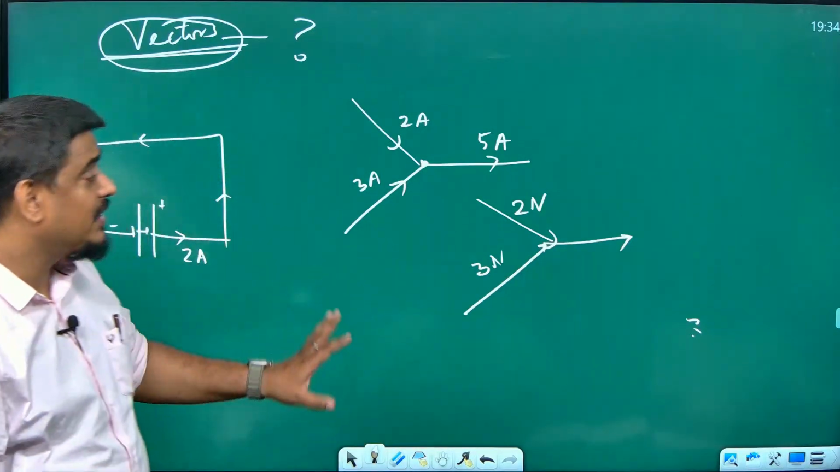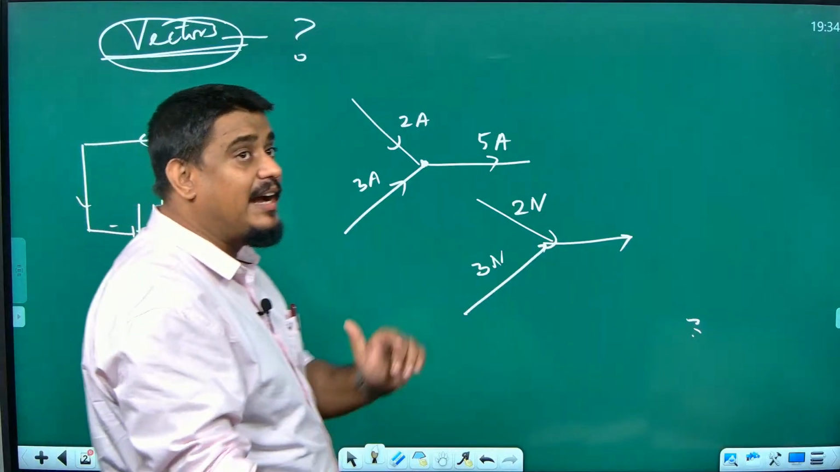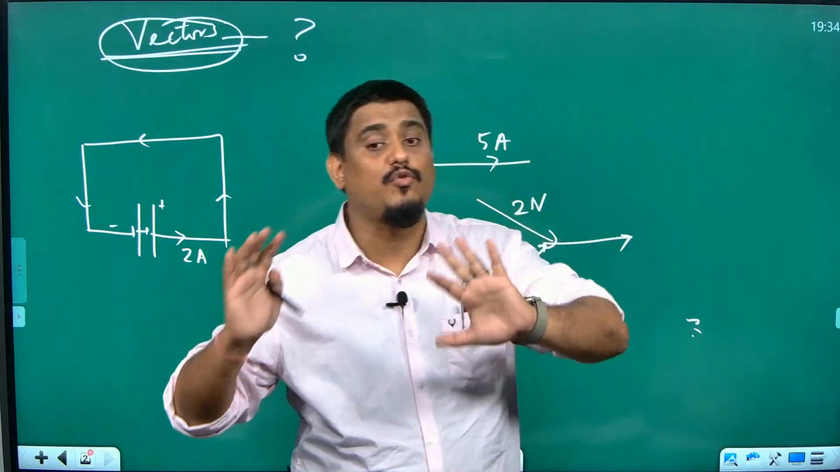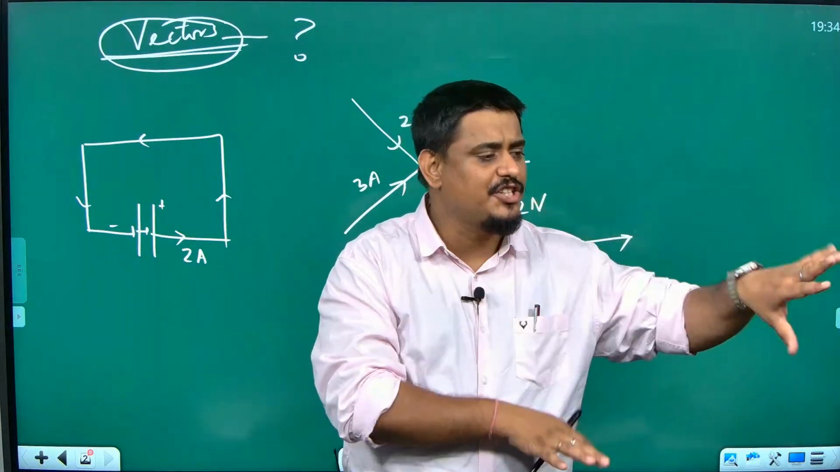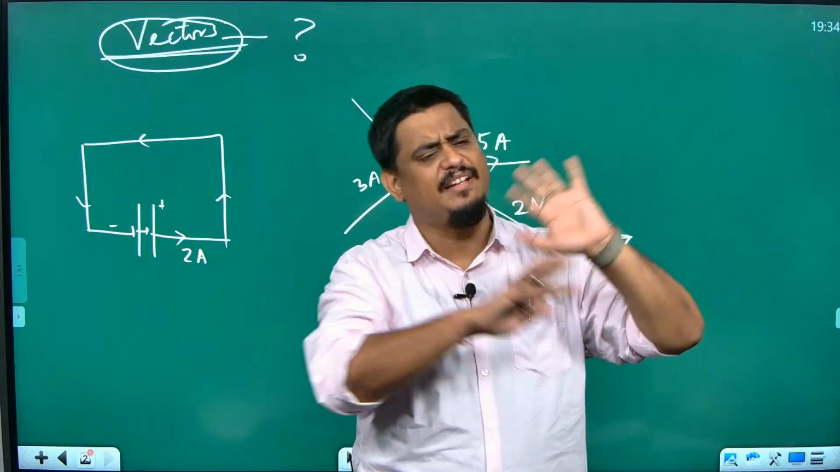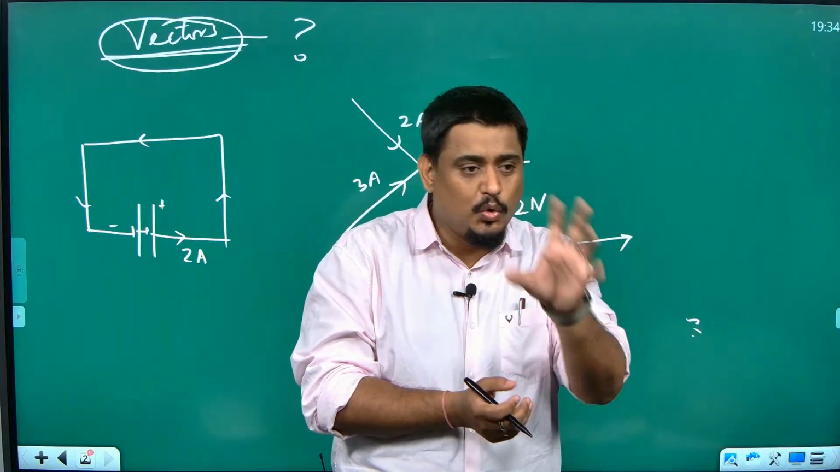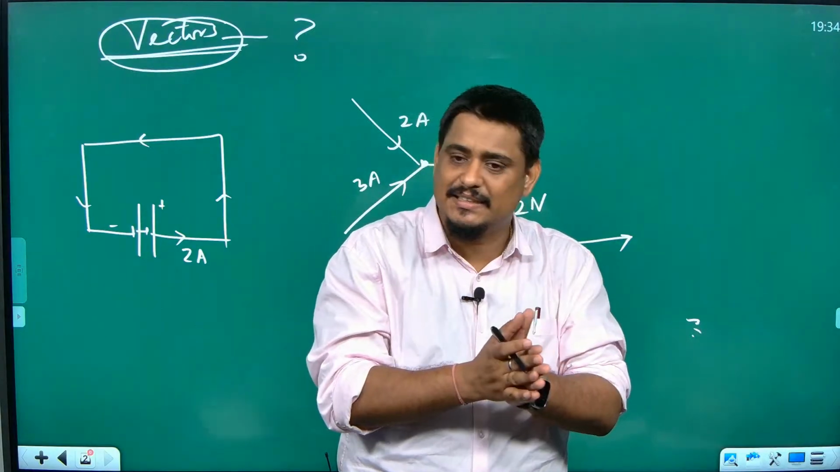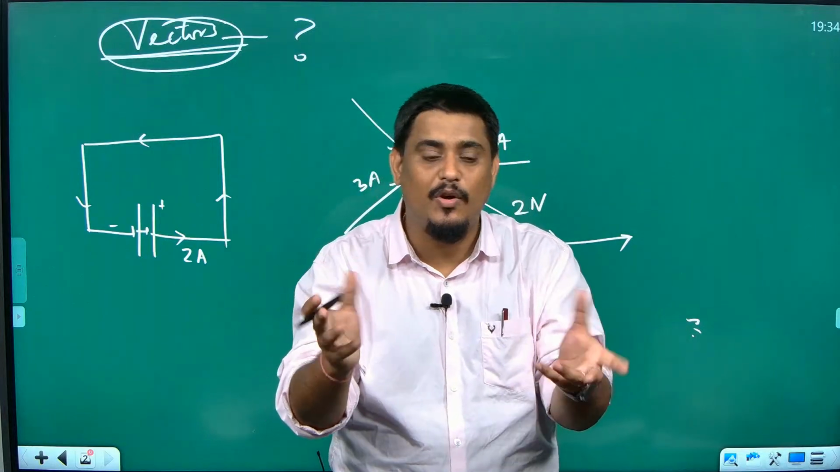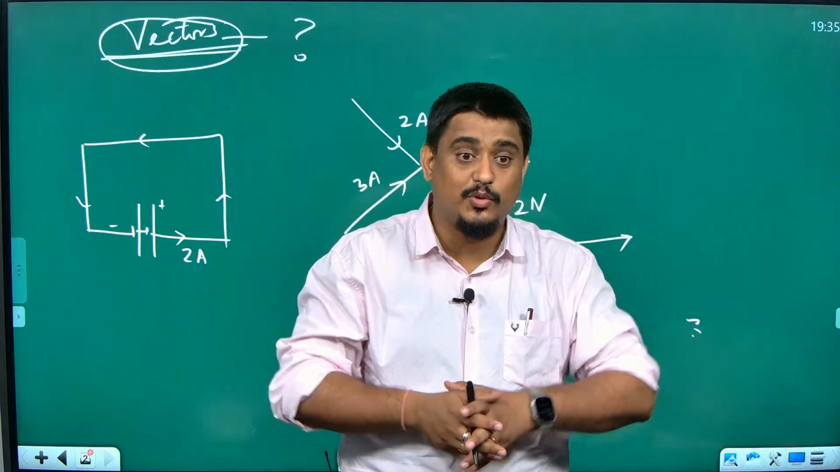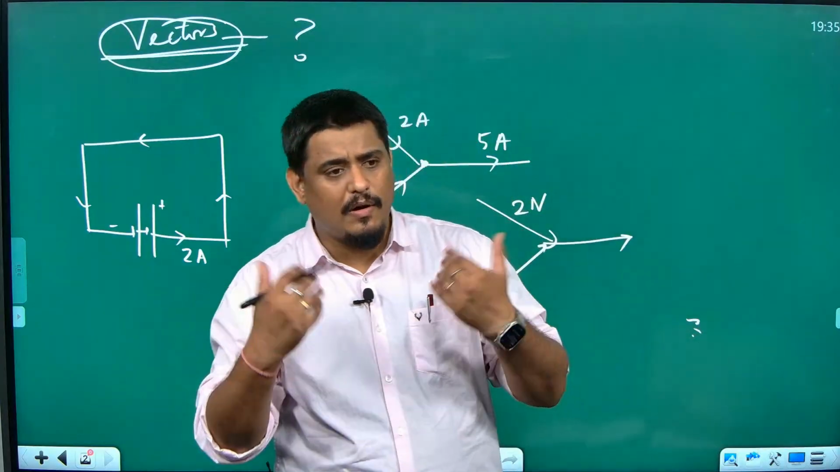So vector quantities are those quantities which have magnitude, which have direction, and they follow vector laws of operations. When I say operations, it includes addition, subtraction, multiplication, everything. It has entirely different mathematics. 2 into 3 is 6, but 2i cap dot 3j cap will not be 6. So it has its own way of solving. Today we are going to learn about all these things.